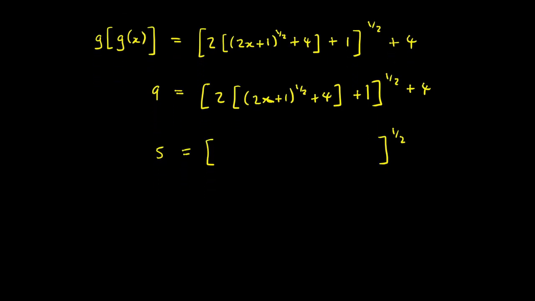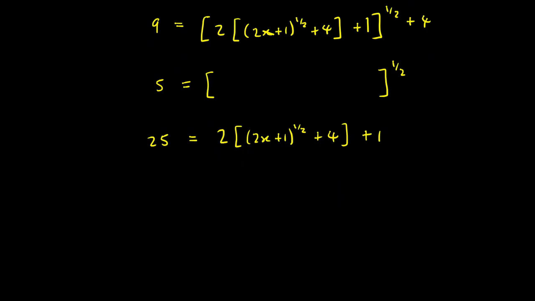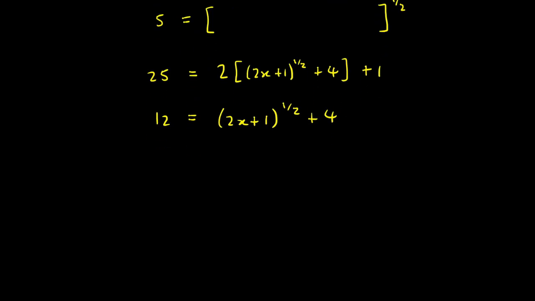We can then square both sides, which will give us 25, right? So 25 will be equal to the thing that was inside the bracket. So 2 bracket 2x plus 1 to the power of a half plus 4 plus 1, like that. So we can then subtract 1, which will give us 24, and divide by 2, which will give us 12. So 12 will be equal to 2x plus 1 to the power of a half plus 4. And we can subtract 4. That will give us 8. So 8 is equal to 2x plus 1 to the power of a half.